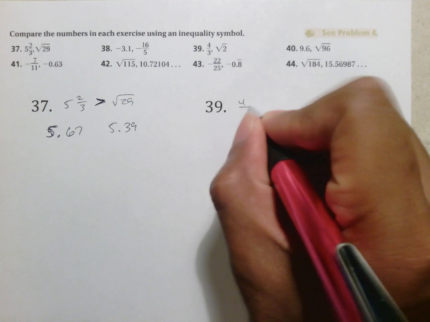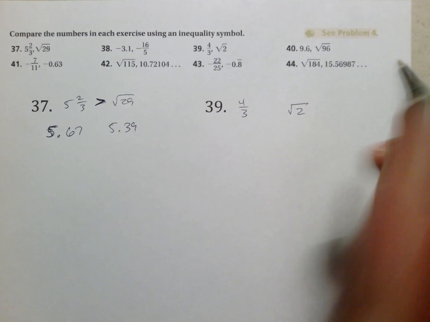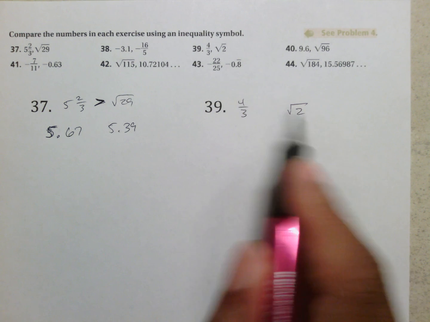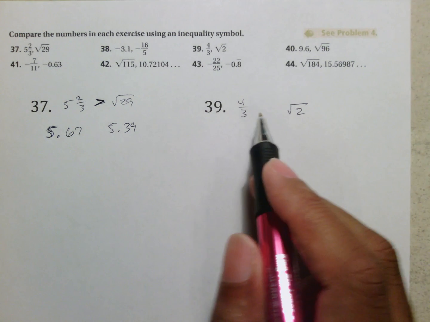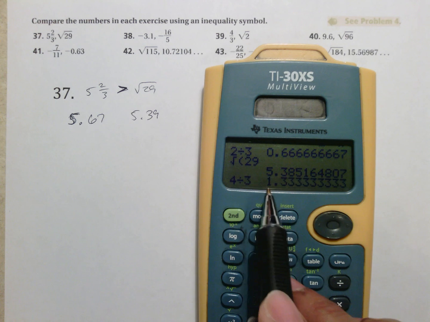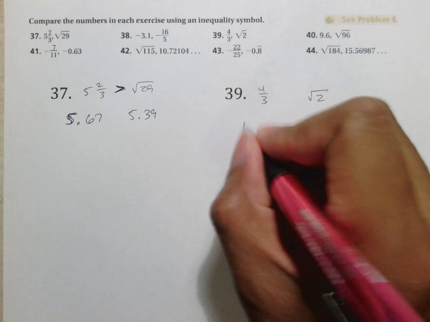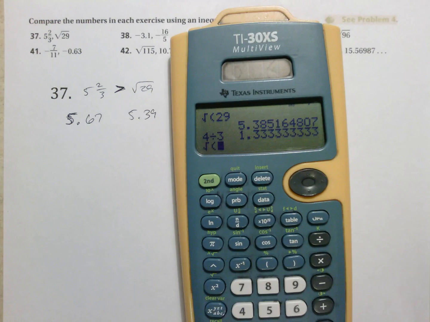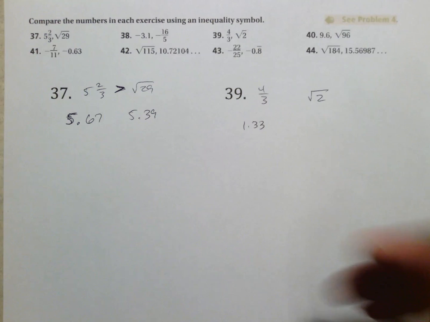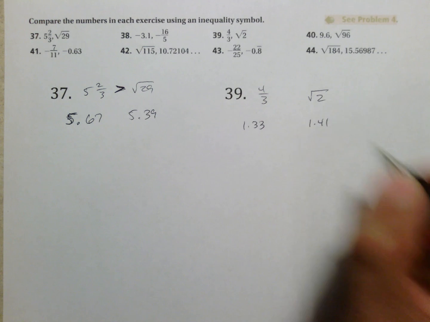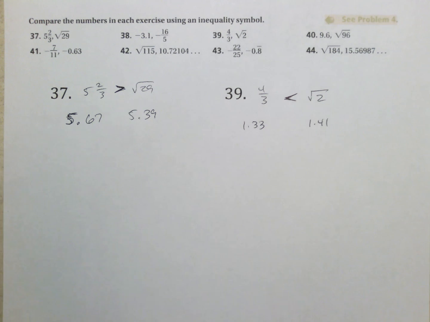Number 39 is comparing 4/3 to the square root of 2. It's hard to compare fractions to roots and decimals, but every number can be turned into a decimal, so we just translate everything into a decimal. If I divide 4 by 3, it shows me 1.3333, so this is about 1.33. For the square root of 2, take your calculator, second x squared with a 2, you get 1.41. Based on these two numbers, 1.3 is smaller than 1.4, so this would be the symbol you would use.